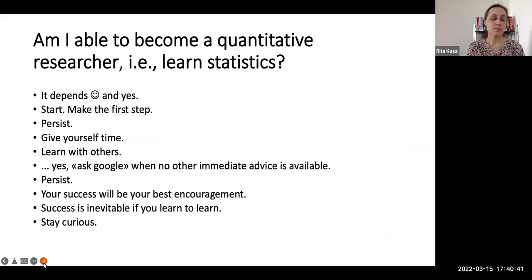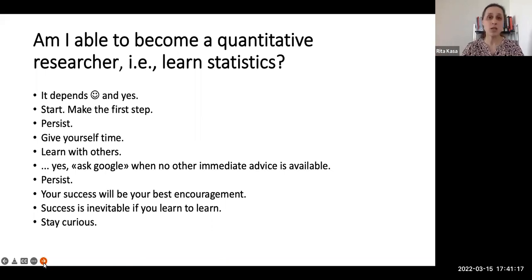Now, let me just finish with this question. Am I able to become a quantitative researcher, learn statistics? Maybe some of you in the audience may ask. So in research, a lot of answers start with the question, it depends. But generally, yes, there is potential that you can master enough quantitative research skills to become comfortable with doing this type of research. You can become a competent reader of quantitative research, and you can excel and advance as a quantitative researcher.